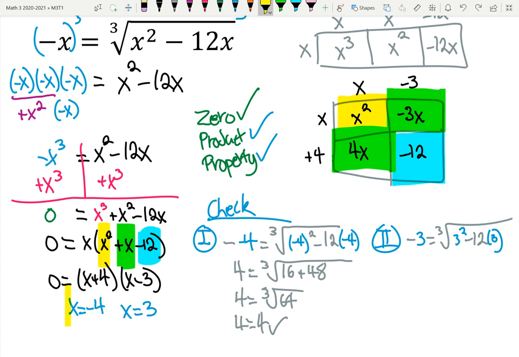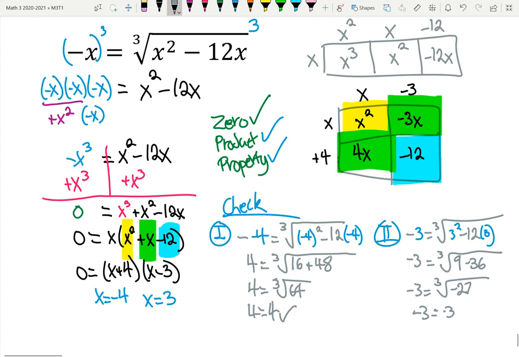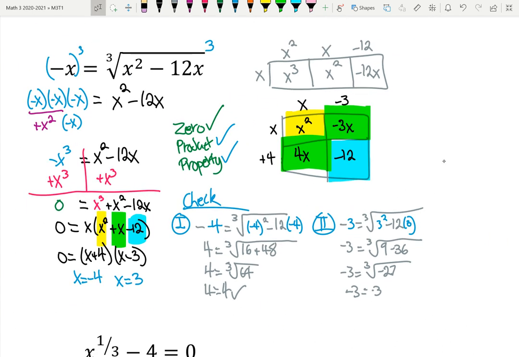To verify if 3 is a solution as well, I evaluate negative 3 is equal to the cube root of 3 squared is 9, 12 times 3 is negative 36, and negative 3 is equal to the cube root of 9 minus 36. When I take away 36, I get negative 27, and that indeed is equal to negative 3. So both of these are solutions to my problem. I have sufficient proof that in this situation, x is going to be negative 4 or it's 3.